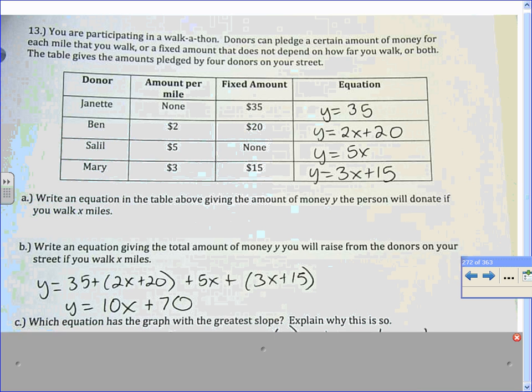All right, letter C, right? Which equation on the graph has the greatest slope? Explain why this is so. Okay, what do you guys think about C? Briar. Good. Why B? Oh, geez. Okay. Well, you're right. Emma M. Good.